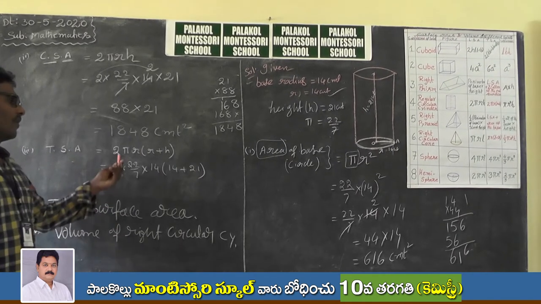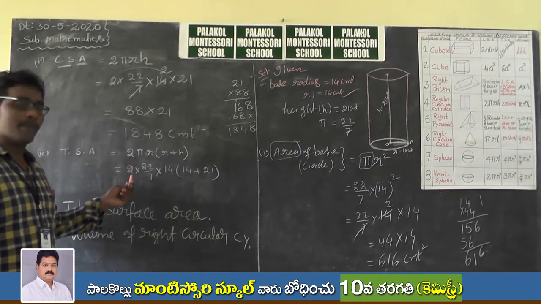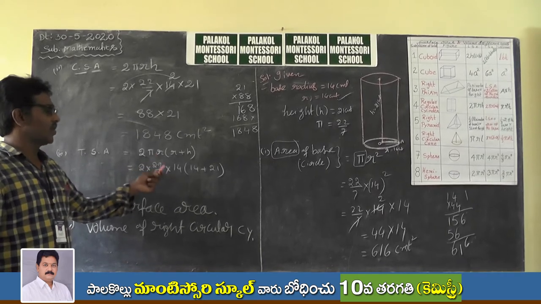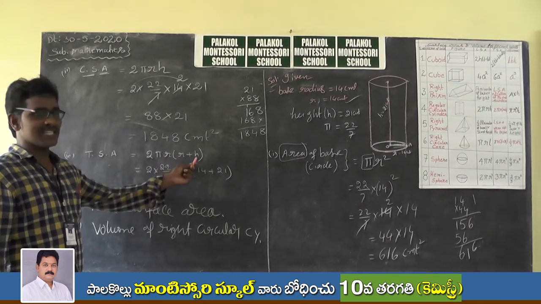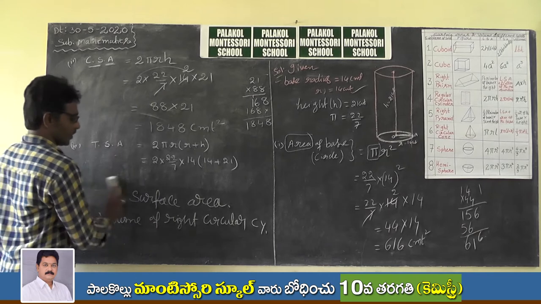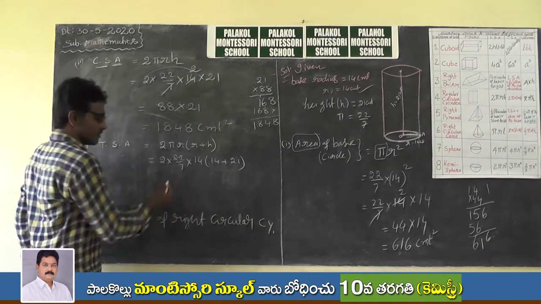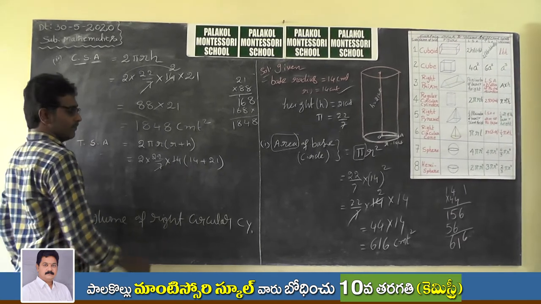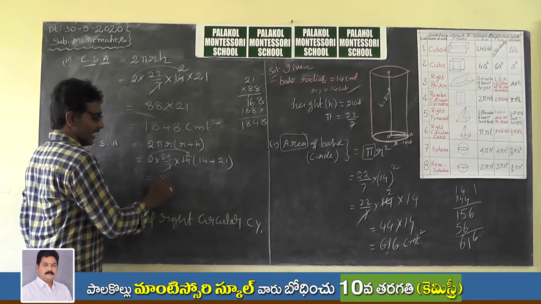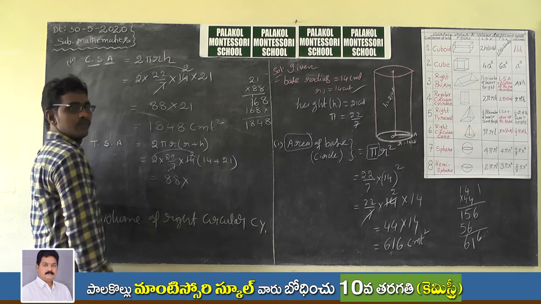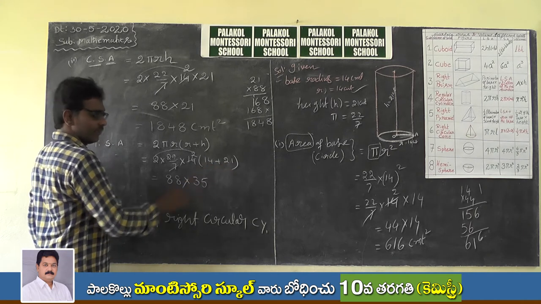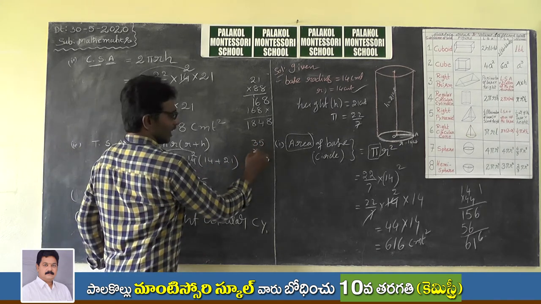Once again, substituting in this formula: 2 bring down, into pi value 22 by 7, into r value 14, of r plus h, r value 14 plus h value 21. Now in simplification, this 7, how many times is it cancelled with 14? 2 times. 2 fours are 4, 4 twenty-twos are 88, into 14 plus 21. 14 plus 21 is 35. So 35 into 88.